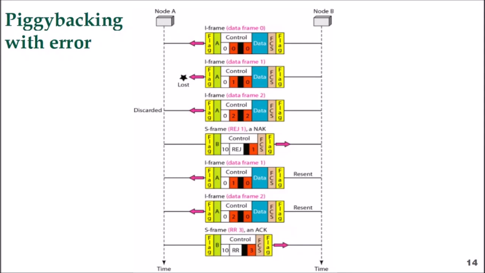Then A will send to B an S-frame of a reject command with a NAK of 1 because it's still expecting frame 1 from B. So B will resend to A the I-frame with a sequence number of 1. Also, it will send again to A the I-frame with a sequence number of 2. Here, node A will send to B an S-frame with a control code of RR with an acknowledgement number of 3.